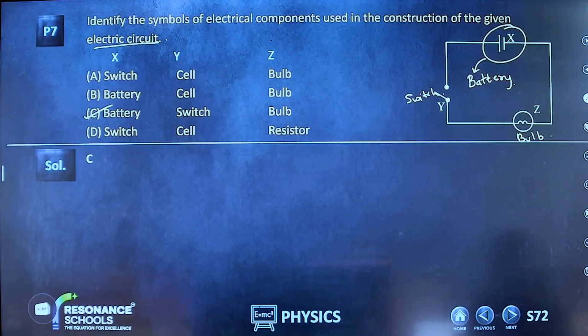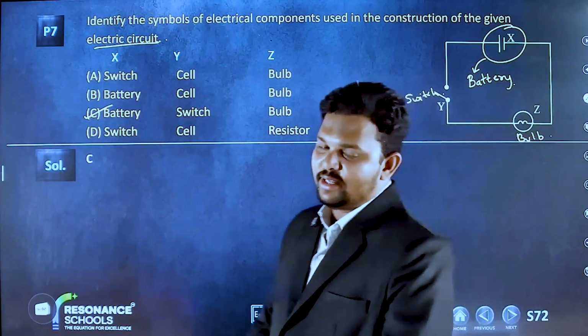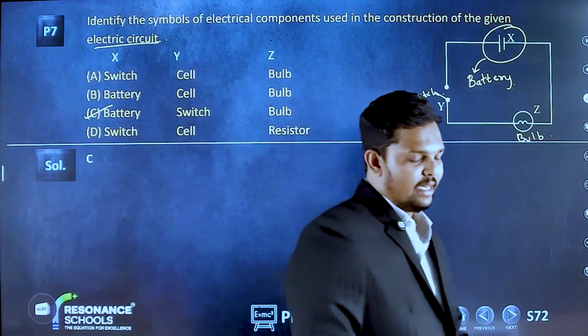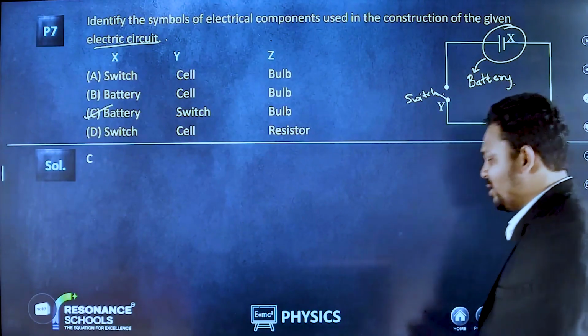Ukatpalli, Manikonda, Nizampet, Suchitra, Hapsiguda. They started giving the names of the centers now. Resonance College, you can say. Resonance College, exactly, college. Okay, so now let's go for the next question.